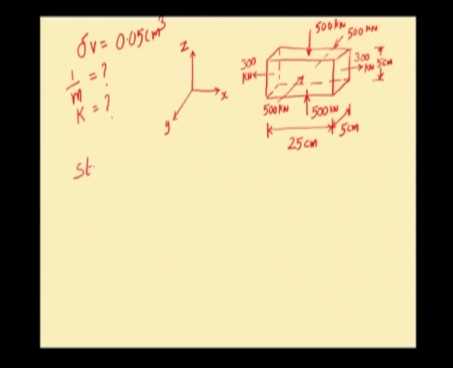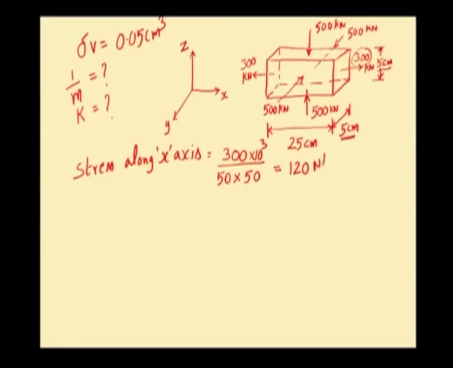Now, we shall calculate the stress along x axis. Force along x axis is 300 kilonewton, it is a tensile force. So, we shall convert the force into Newton. So, 300 into 10 power 3 divided by the cross section area perpendicular to this 300 kilonewton tensile force. Cross section area perpendicular to this force is 5 centimeter cross 5 centimeter. We shall substitute the value of cross section area in terms of millimeter square. So, 50 cross 50, which will give us 120 Newton per millimeter square. The nature of stress is tensile.